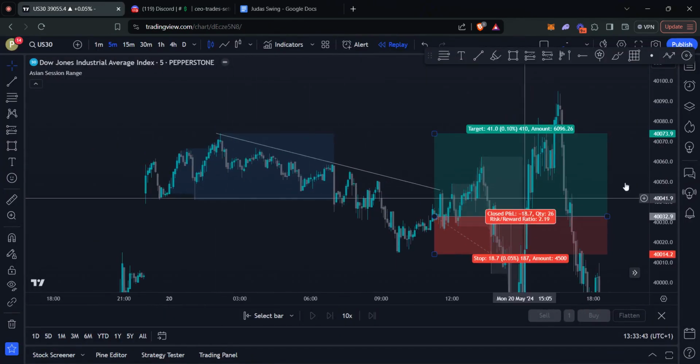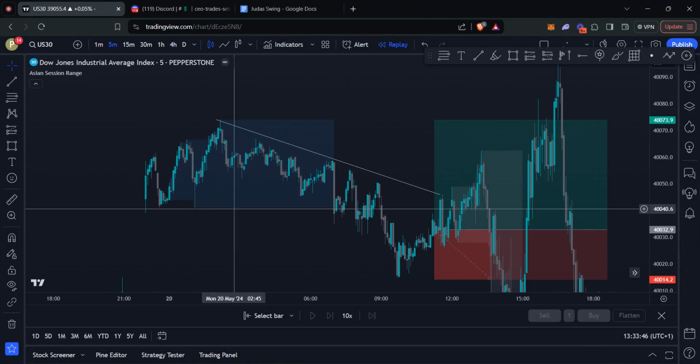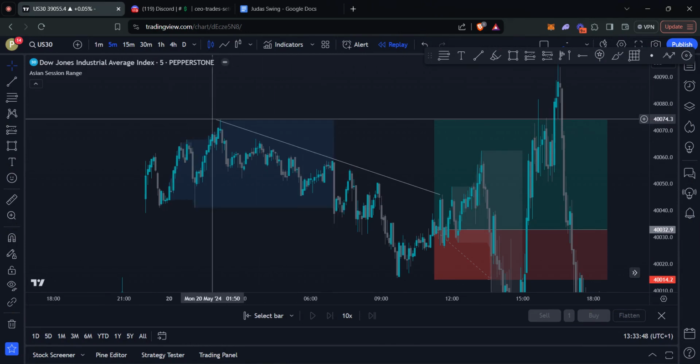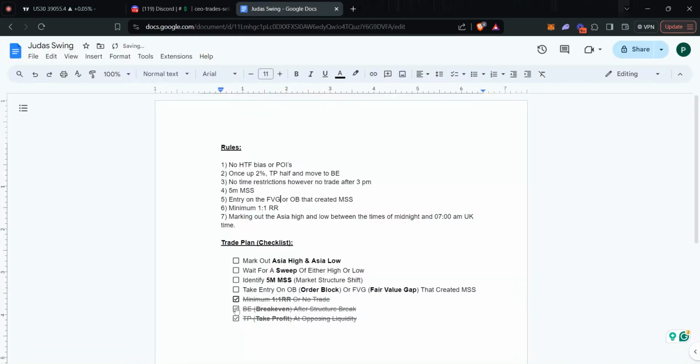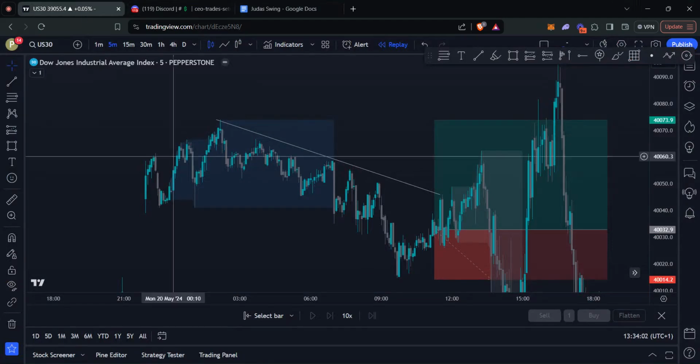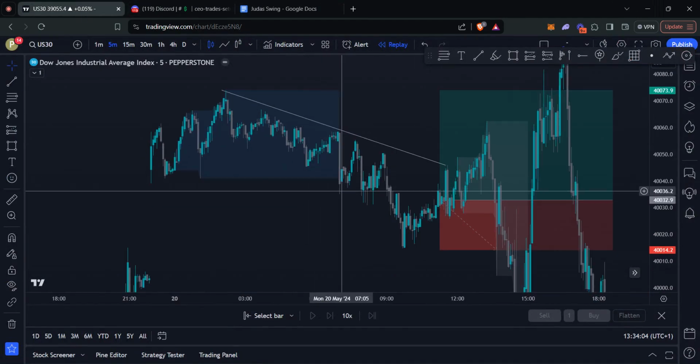Okay, so we've got the Asia session low. We've got the Asia session high as denoted by the Asian session range. So again, if we come back to our trading plan and we tick everything back off and we start off again: mark out the Asia session high and low, wait for a sweep of either the high or the low. So as we can see, we get a sweep of the low.